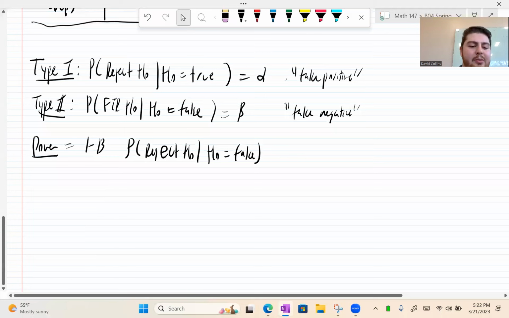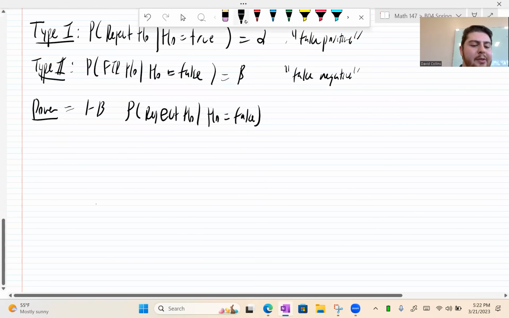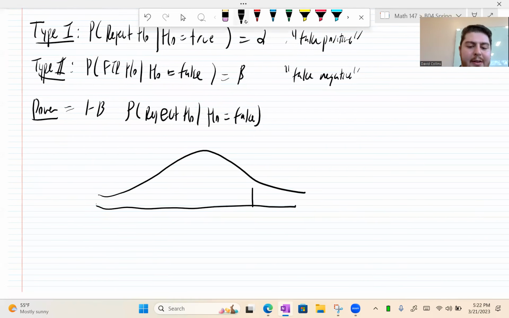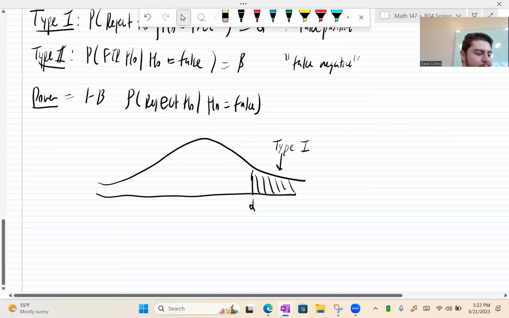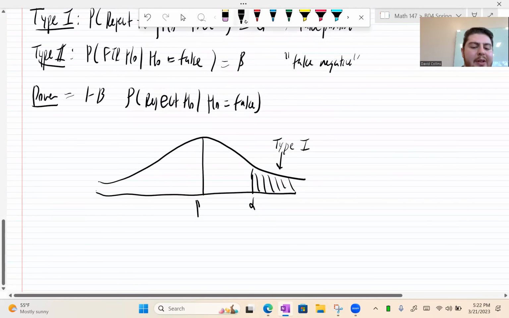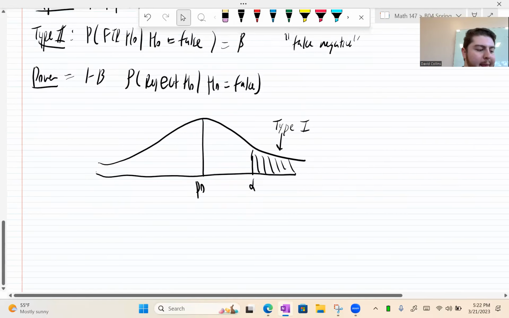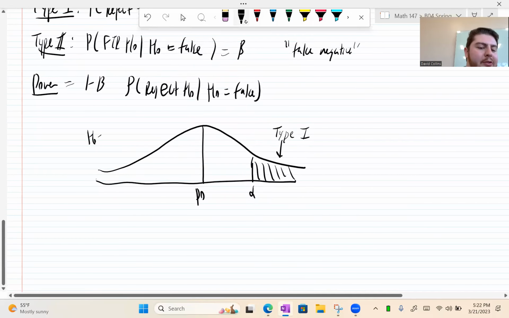Let me try to show you. Beta is very hard to calculate. You won't have to do it for this class. Let's say our alpha level is here. Our type 1 error is this area, right? Let's say alpha is 0.05. So that area equals 0.05. Now, this is based at, let's say, P naught. It's the value we assume. We assume H naught is true in this diagram.